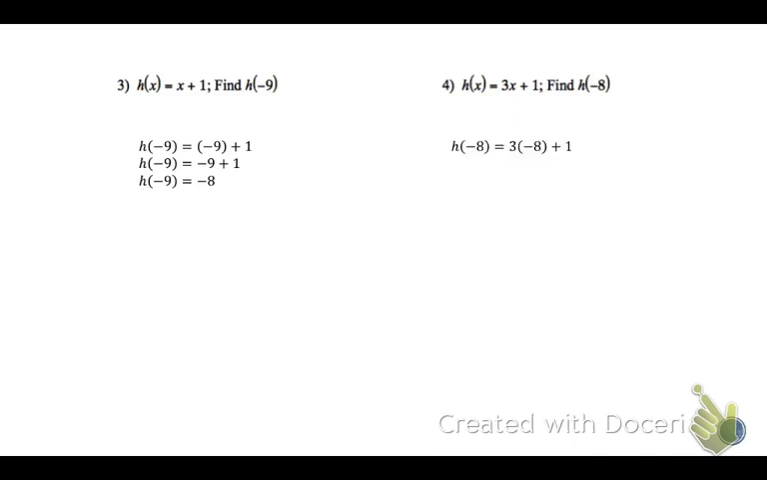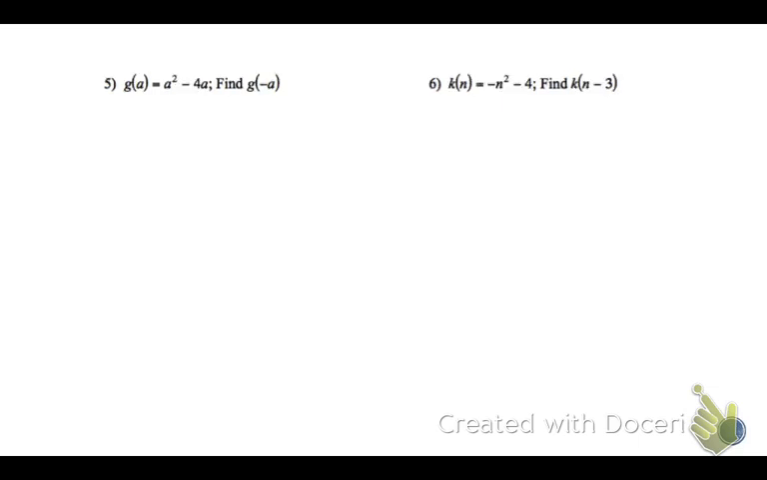So look at this one. So h of x equals 3x plus 1. We need to find h of negative 8. So I'm going to plug in negative 8, which is 3 times negative 8 plus 1. 3 times negative 8 is negative 24 plus 1 is negative 23. Cool?